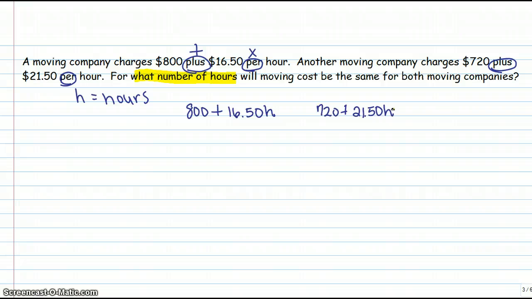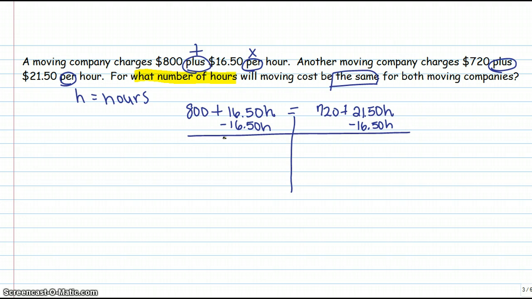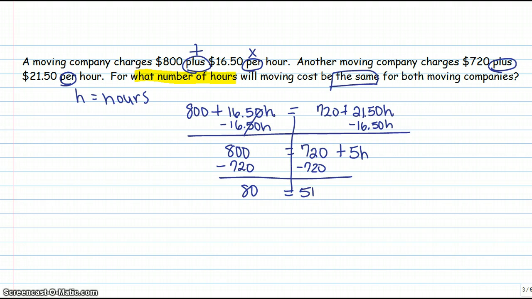Now there's got to be a relationship between those two things. It says, for what number of hours will the moving cost be the same? Meaning they need to be equal. Alright, so to solve the equation, we should probably get our H's together. So I'm going to subtract 16.50H from both sides. So now we have over here 800 equals 720 plus 5H. Then we subtract our 720 on both sides. That'll leave me with 80 equals 5H. Divide by 5. So H should equal 16. So it's going to be 16 hours.